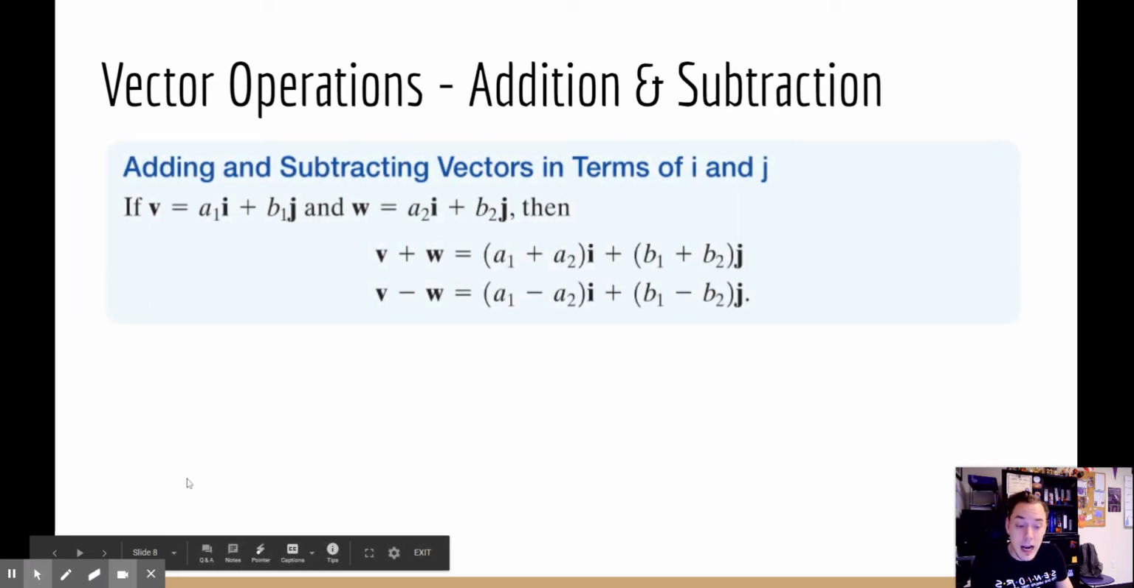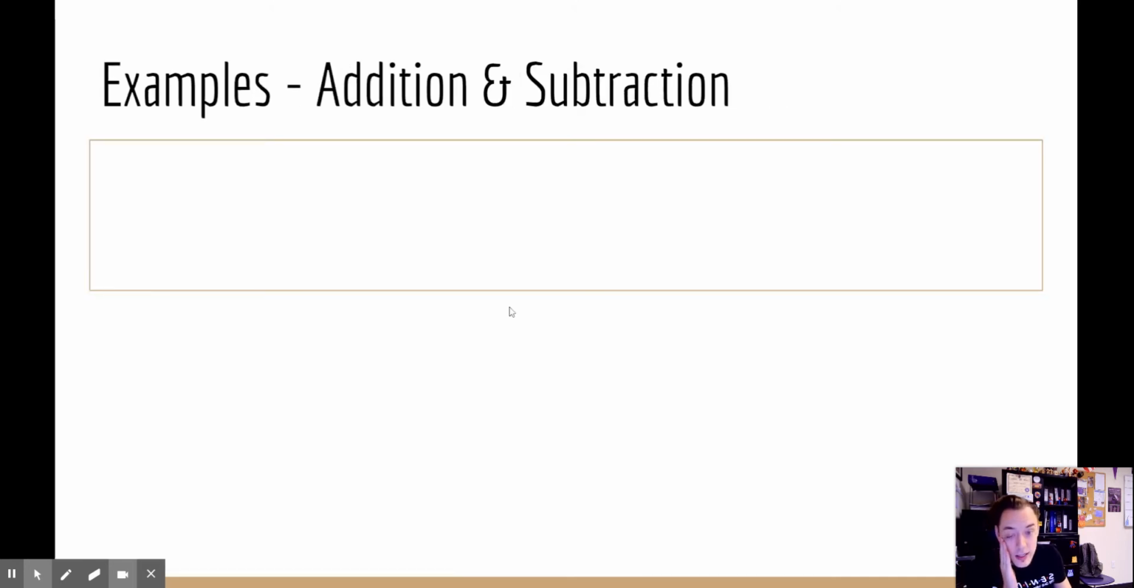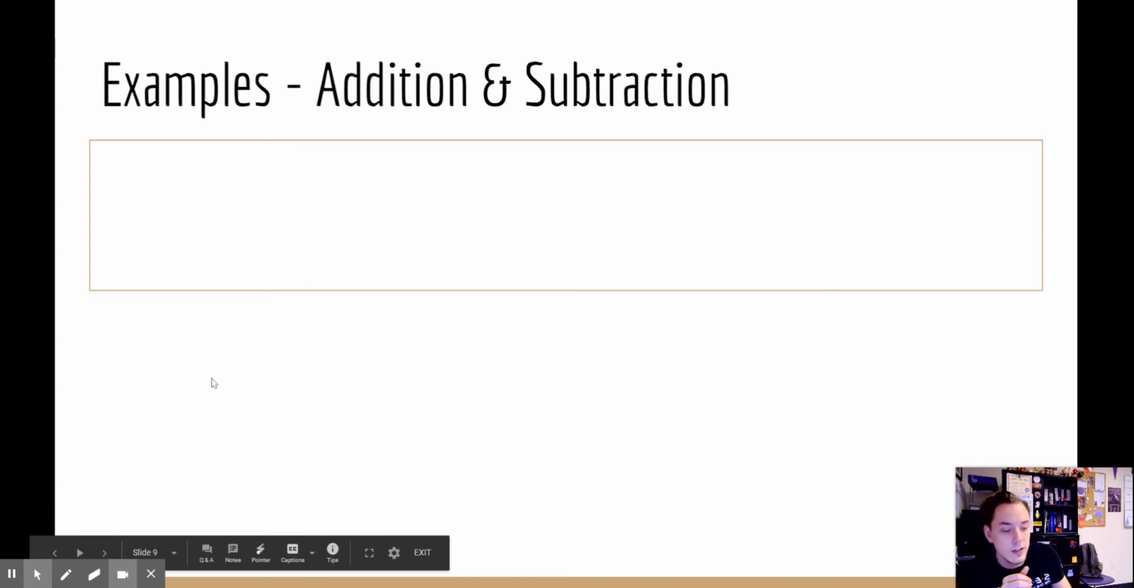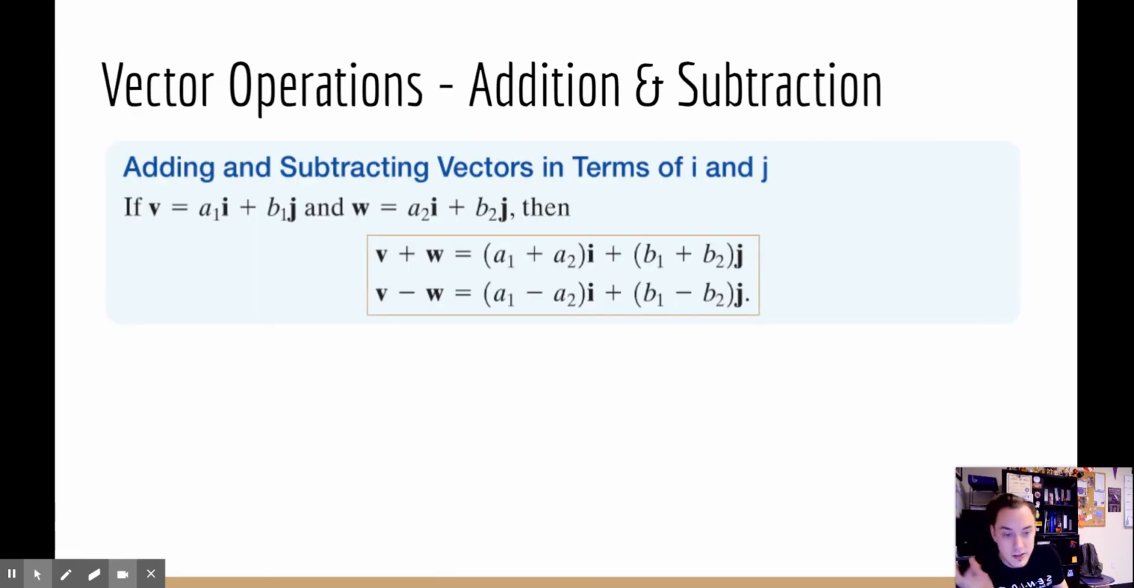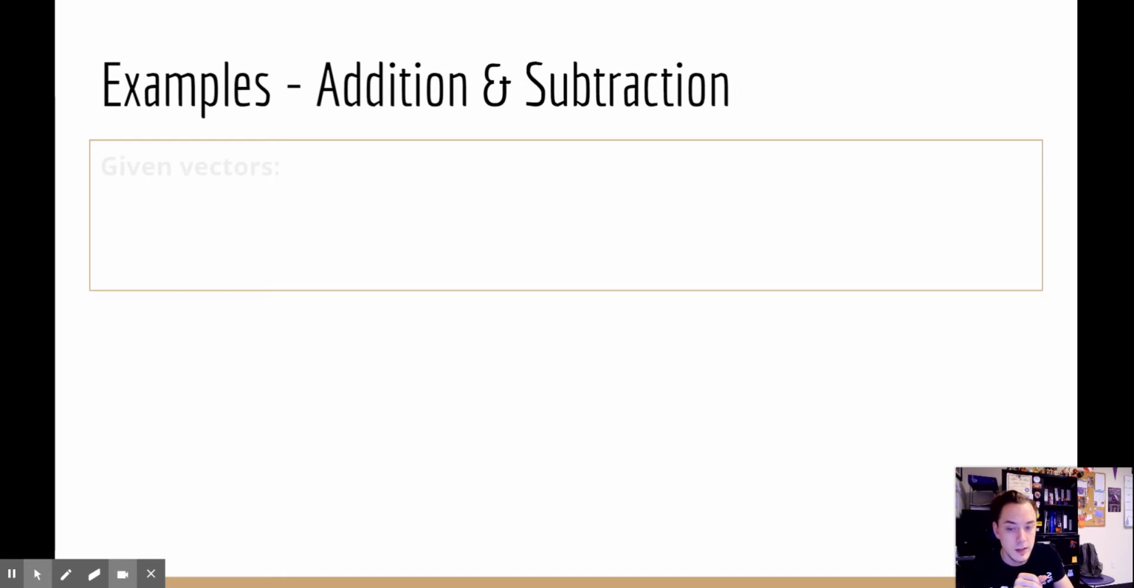Okay, I can add and subtract them as well. So the properties are very, very similar indeed. You're just adding your A and B, or subtracting your A and B. So let's go through an example. If you need to pause the screen so you can get those down, please do so. Let's get started, because I'm going to use these formulas.